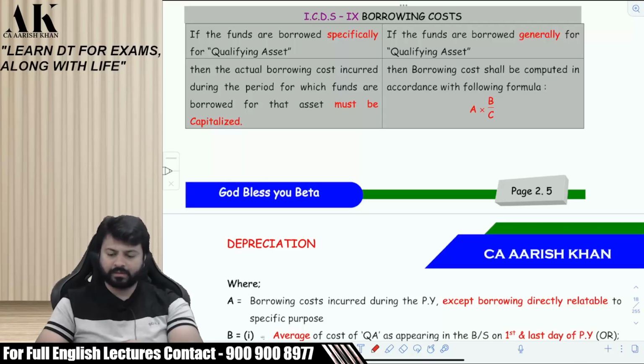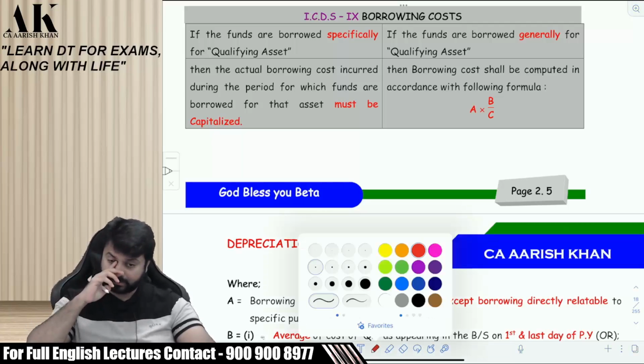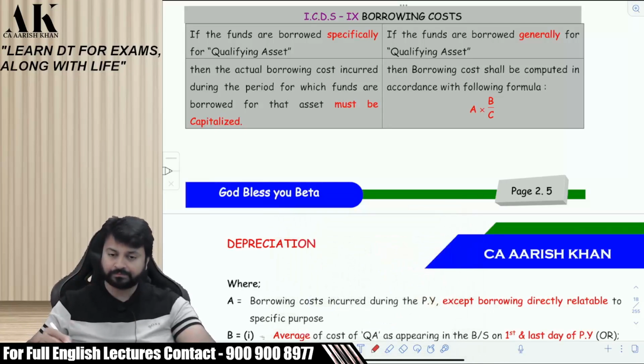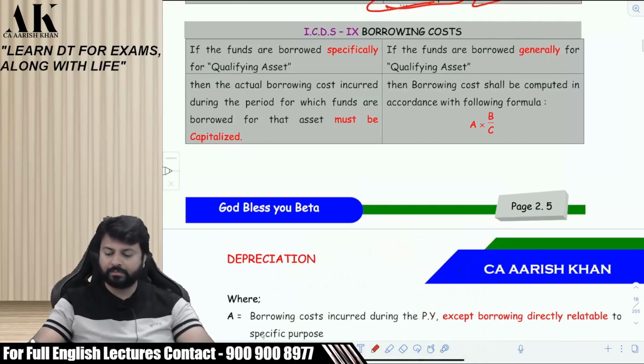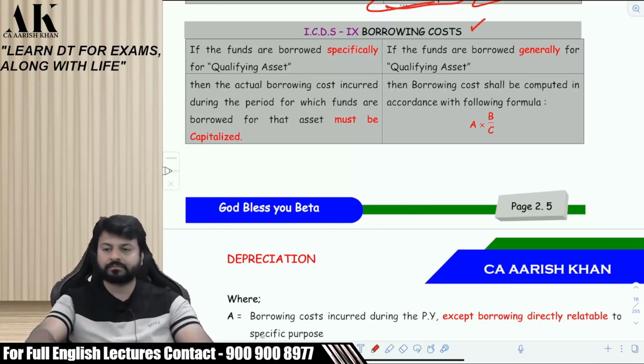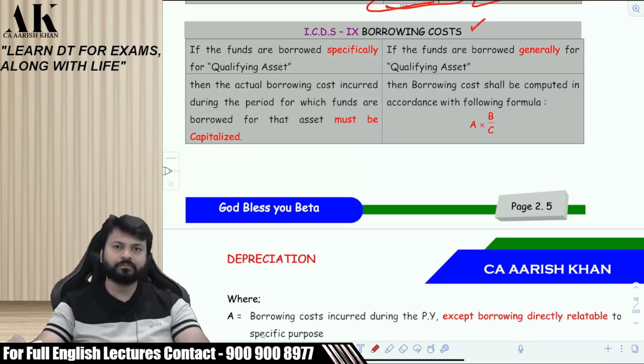So good morning beta. Let us start with one ICDS first of all today. Let's look at this ICDS and then we'll go ahead. This ICDS, that is Income Computation and Disclosure Standard, talks about borrowing costs. You also have a similar ICDS in your accounts. In financial reporting, you have a similar ICDS on borrowing cost, right? Right.